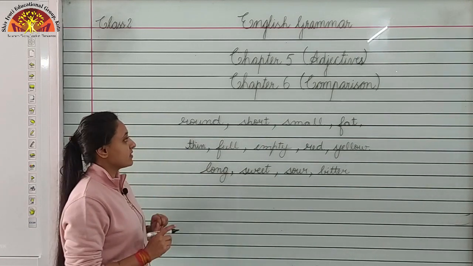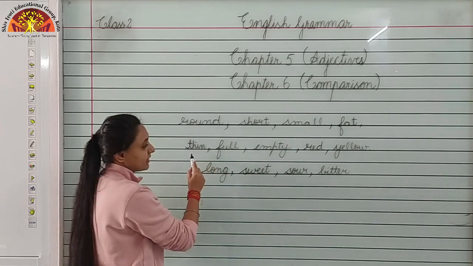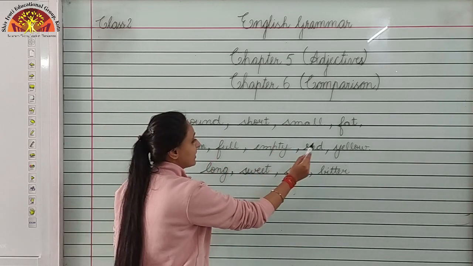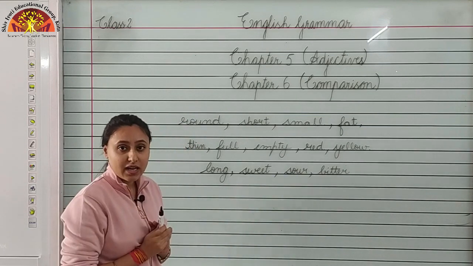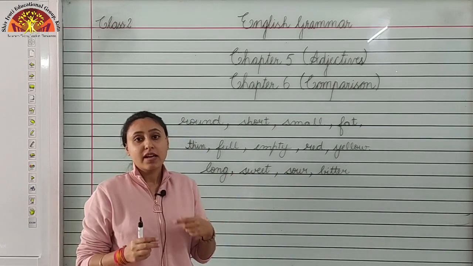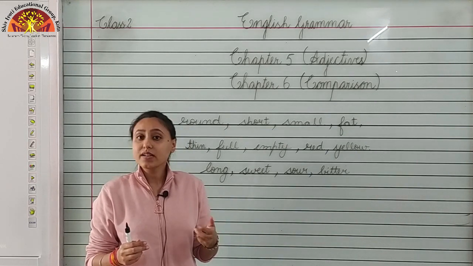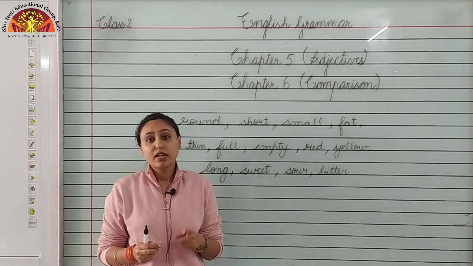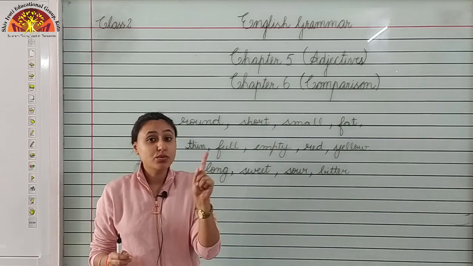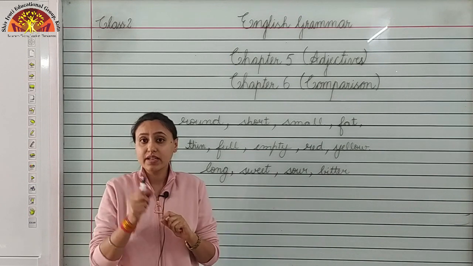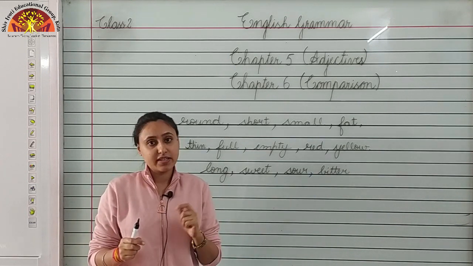So children, these are some words like round, short, small, fat, thin, full, empty, red, yellow, long, sweet, sour, bitter. You have seen them in examples. So these are the words that tell us more about nouns. They are called adjectives or describing words. So children, you have to keep in mind one thing, that adjectives do not have plurals, okay? We cannot add s or es at the end of adjectives, okay?